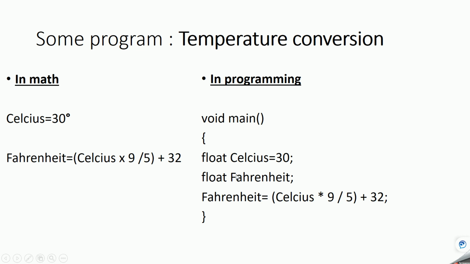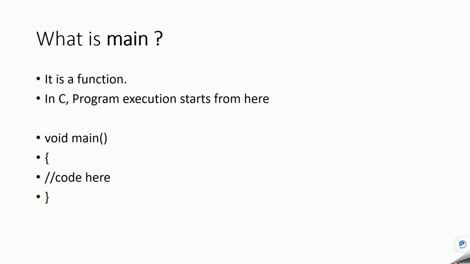Okay. In the next part, we'll see why we need this main function. In C programming, any program that we write will start from this main function. This is the place where execution will start. So all the code that we want to write in the program will be written inside this function.